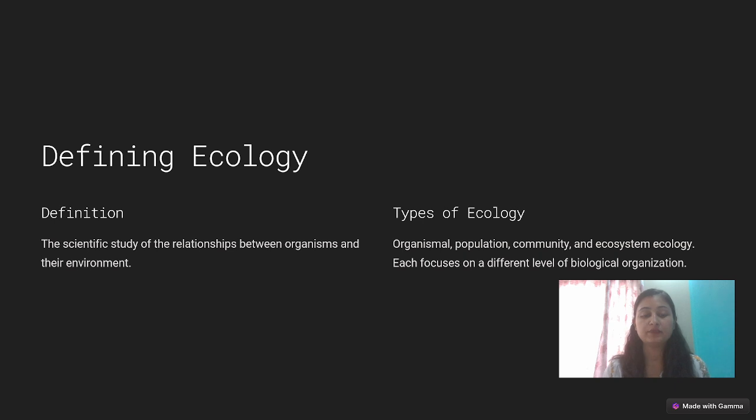Organism ecology focuses on individual organisms and their adaptation to the environment. Population ecology examines the dynamics of populations of organisms. Community ecology investigates the interconnectedness between different species in a community. Ecosystem ecology studies the flow of energy and nutrients through an ecosystem.